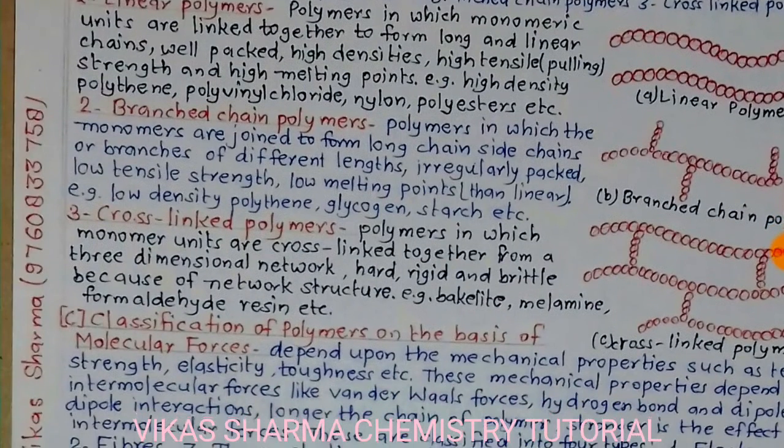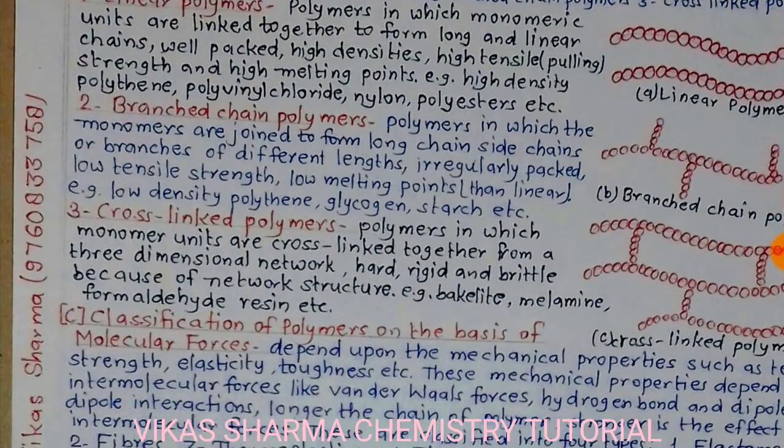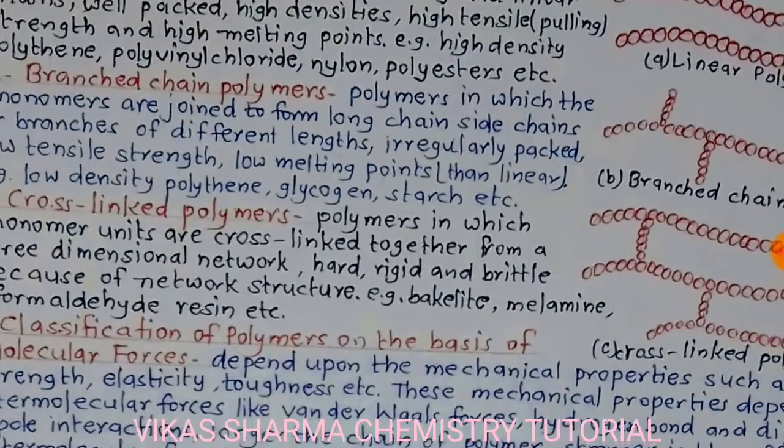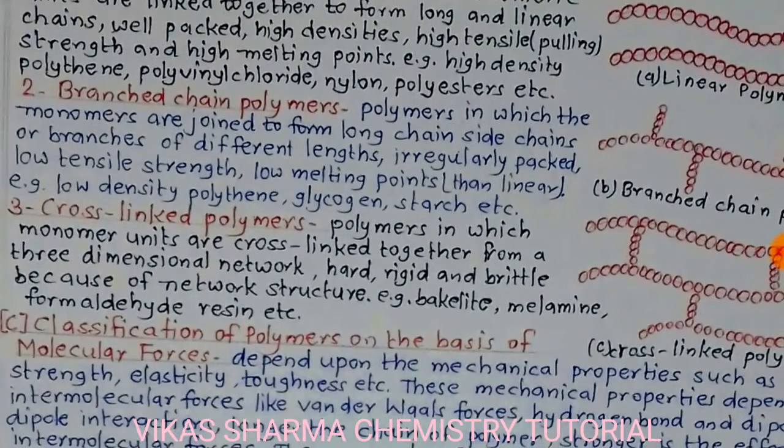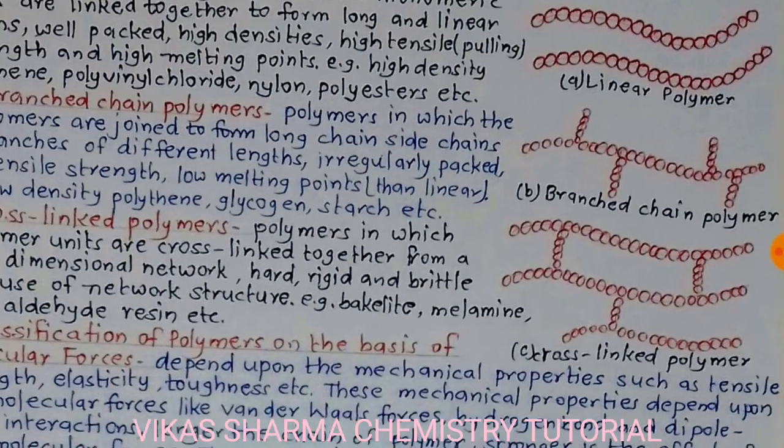Student, the third type is cross-linked polymer. These are polymers in which monomer units are cross-linked together to form a three-dimensional network, hard, rigid and brittle because of the network structure. Examples: bakelite, melamine-formaldehyde resin, etc. are known as cross-linked polymers.